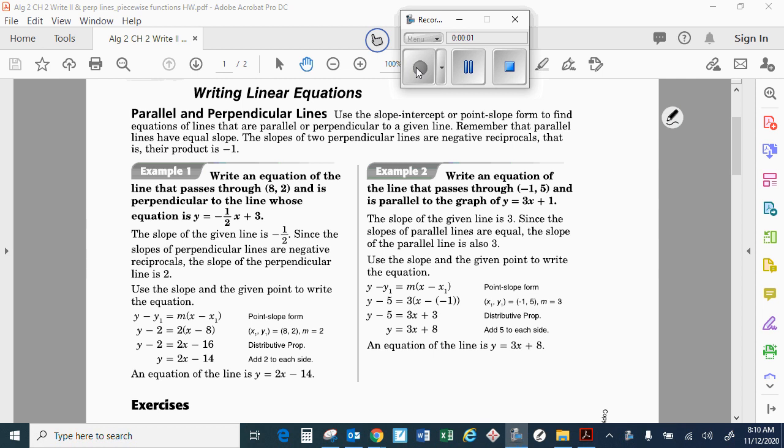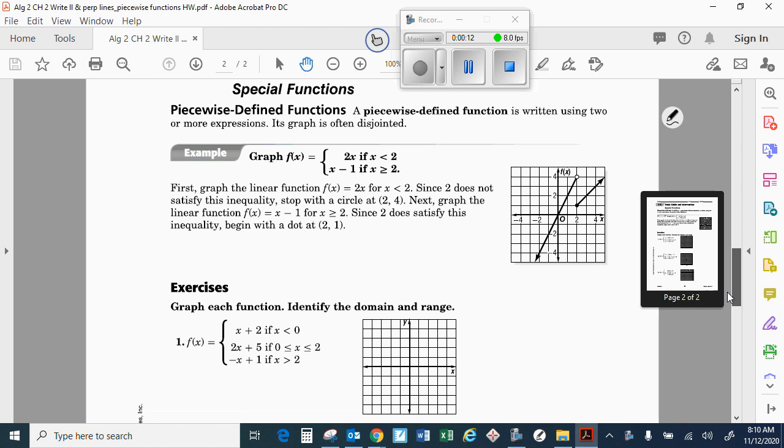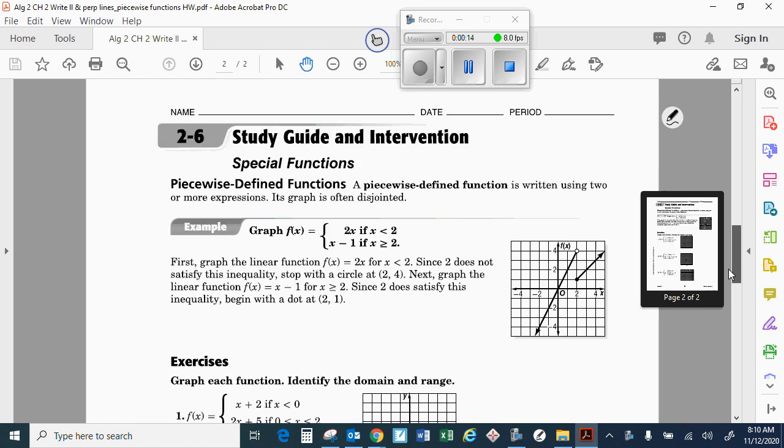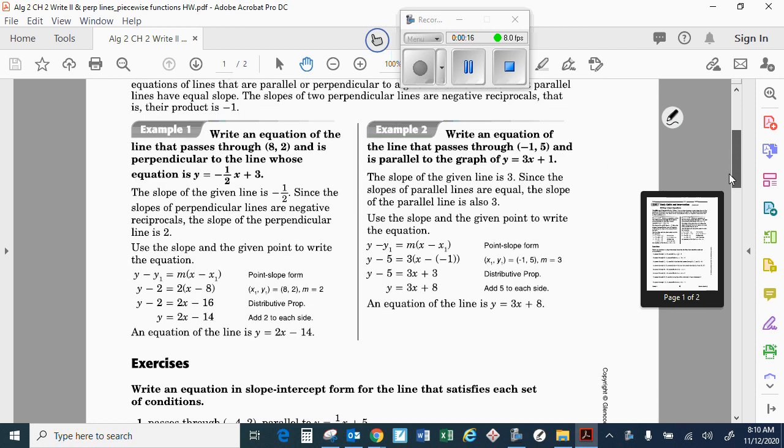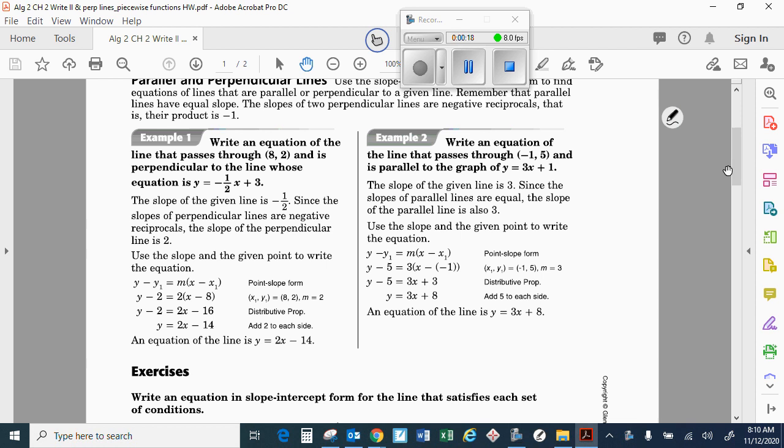Okay, students, we're going to talk about writing linear equations. Two examples here. I'm just going through these examples and you'll apply that to the problems. You can see there's only 8 questions there. Write an equation of a line that passes through the point (8, 2) and is perpendicular to the line whose equation is y equals negative 1 half x plus 3.